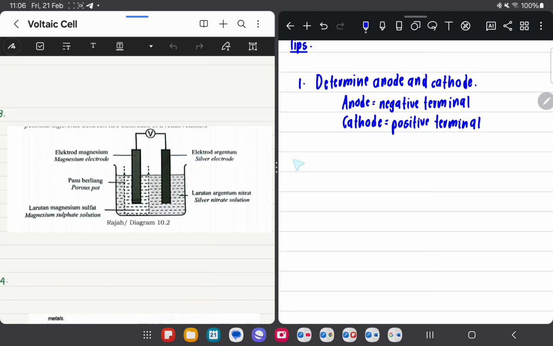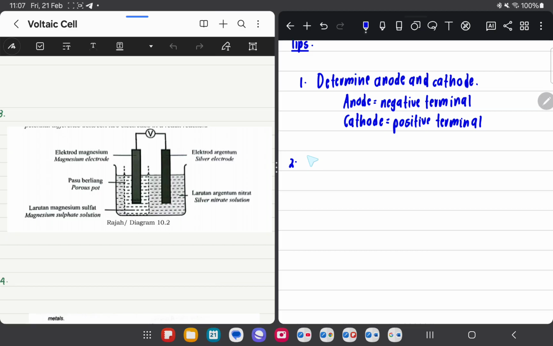So how to determine anode and cathode? I write at number 2. You have the standard electrode potential table, right? Make sure when you're doing the exercise, the table is beside you. You can print out a table. For my tuition students, I already printed out the table for them, so you can put it beside you, then you do the questions while watching the videos.